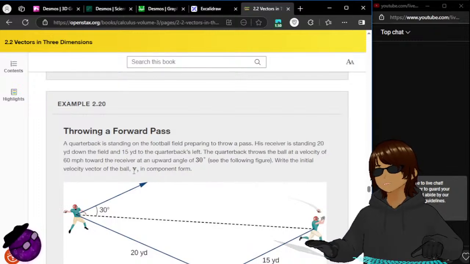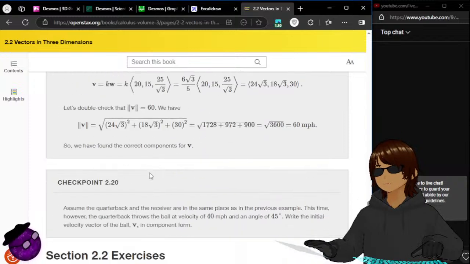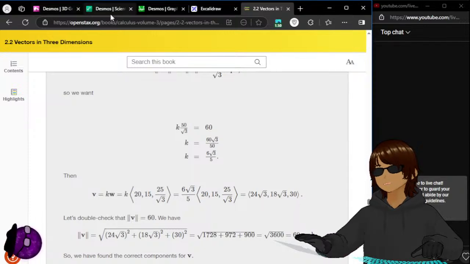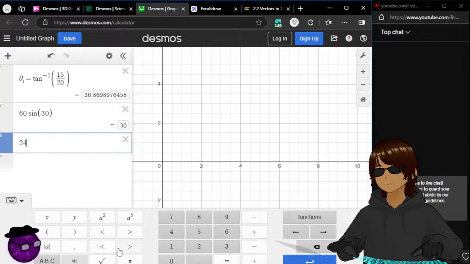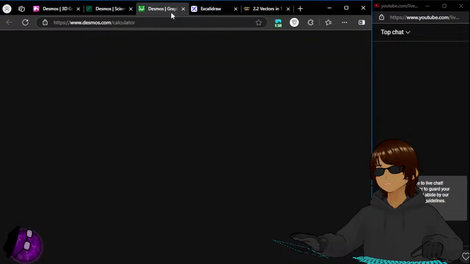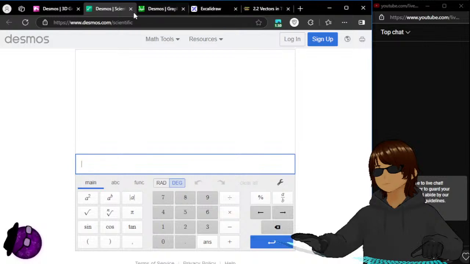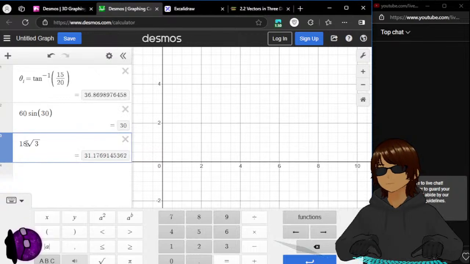Write the initial velocity vector v in component form. You get 30, 24 root 3, and 18 root 3. What's 24 root 3? 24 root 3. Is this what I got? Yes. And then 18 root 3. Yeah.